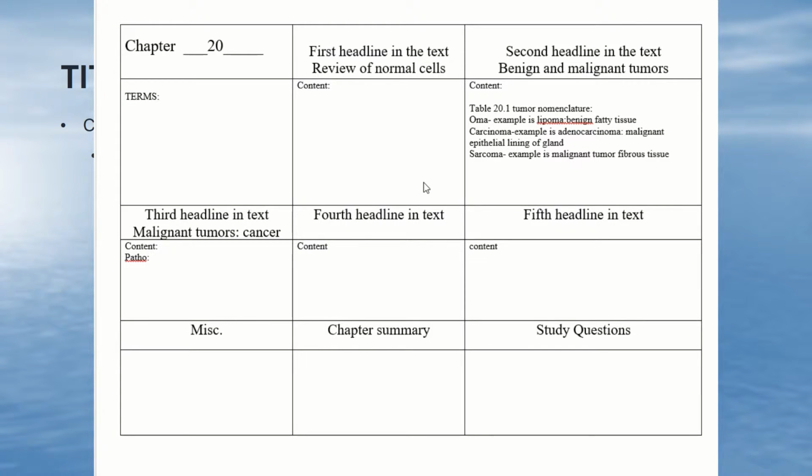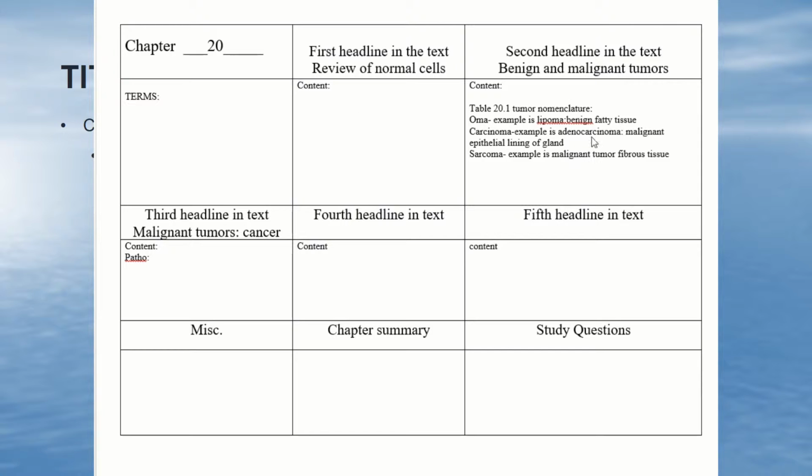Look at page 547 on the right hand of the page where it says malignant tumors, cancer. Do this just like you would any other chapter. Put the chapter, put your terms. You also have terms in your Evolve content. You can look at those, you can listen to them, they'll even pronounce them for you. So anywhere you want to get your terms is fine.